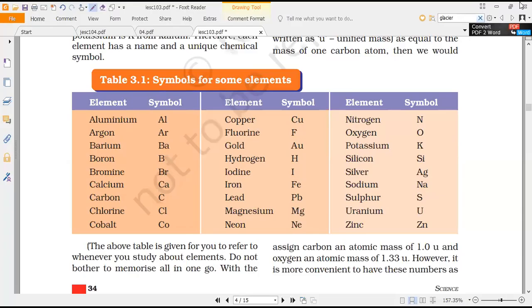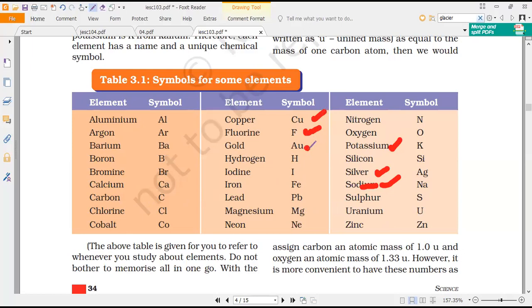So all of you should learn the symbols as well as the Latin names. If you don't know the Latin names, please kindly note it and you have to learn. In the exam, they will ask you sodium first. Sodium you should learn. Next, you have to learn potassium, silver, iron and copper.